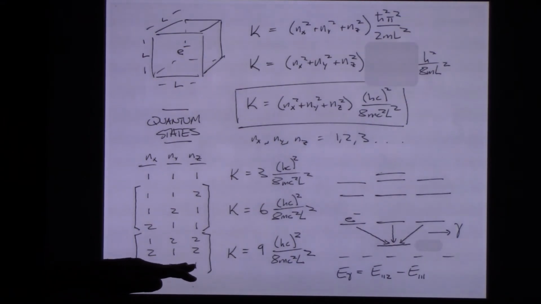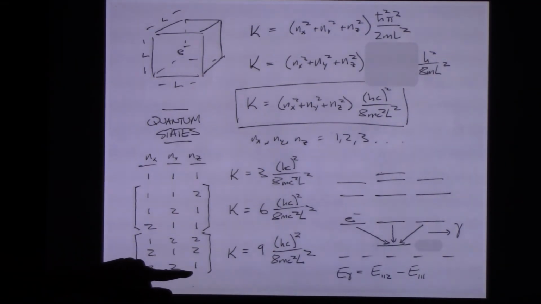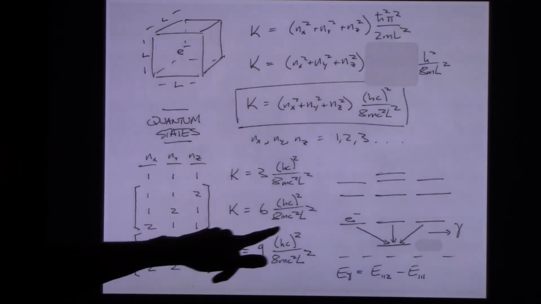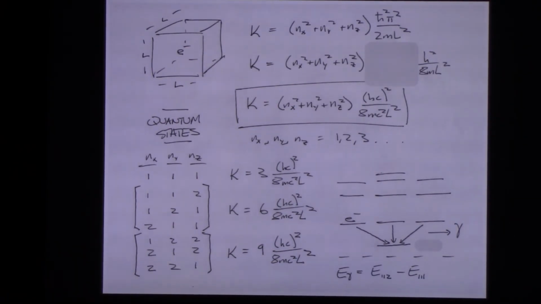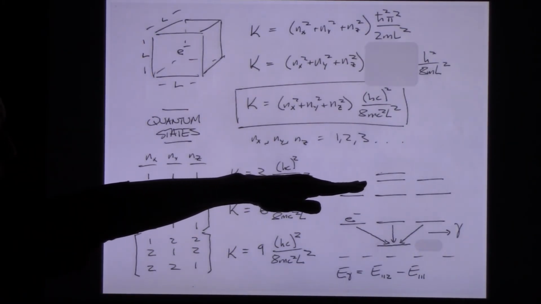If we move on to the next set, I hope that this is the right one, there's a set of 3 quantum states which have quantum numbers 1, 2, 2, 2, 1, 2, and 2, 2, 1, and they correspond to 9 units of kinetic energy. What would be the one just above that? There would be a 1, 1, 3, and a 1, 3, 1, and a 3, 1, 1. What would be the numbers on that? If I had 1, 1, 3, that would be 9 plus 1 plus 1. That would be 11. So there's a set of 3 at 9, and there's a set of 3 at 11.